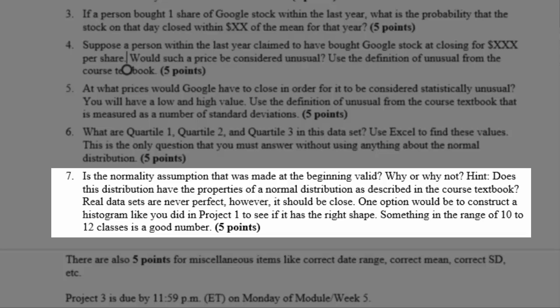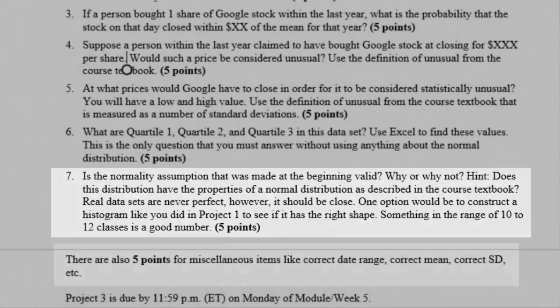It's important to remember for number 7, real data is never perfect. In statistics, we're always content with close enough. But if it's not close at all, it won't work at all. So yes or no, is it close enough to be valid? Or no, this really doesn't look like a bell curve normal distribution at all because the quartiles did this or because the graph did that. Tell me why you think that.